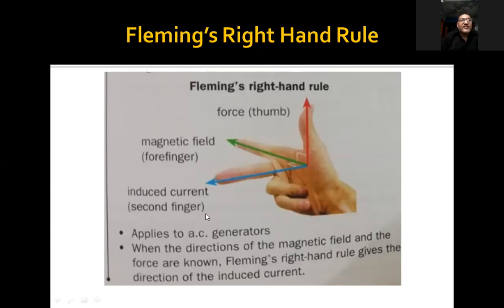It says to apply to AC generators: when the direction of the magnetic field and the force are known, Fleming's right hand rule gives the direction of the induced current. For example, let me show you how we use this rule. Let's go back to that slide.